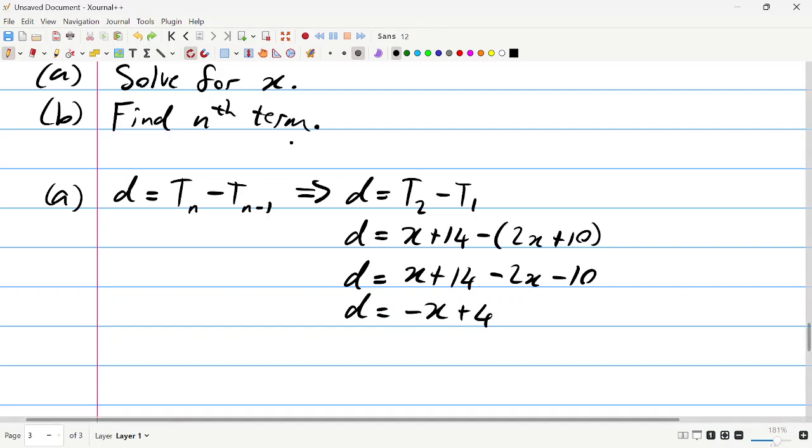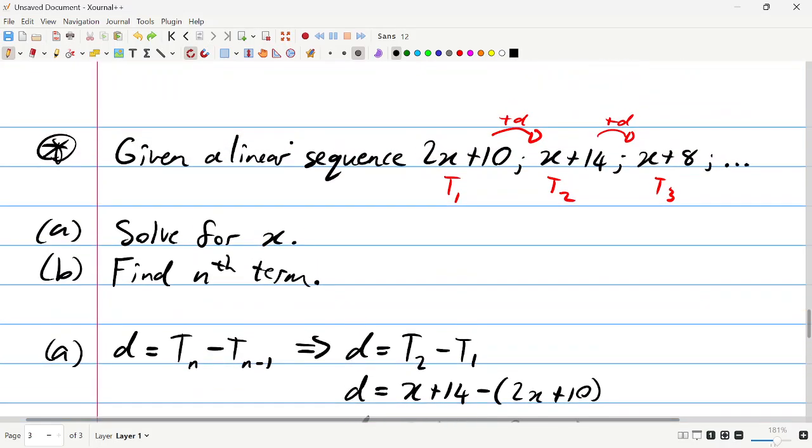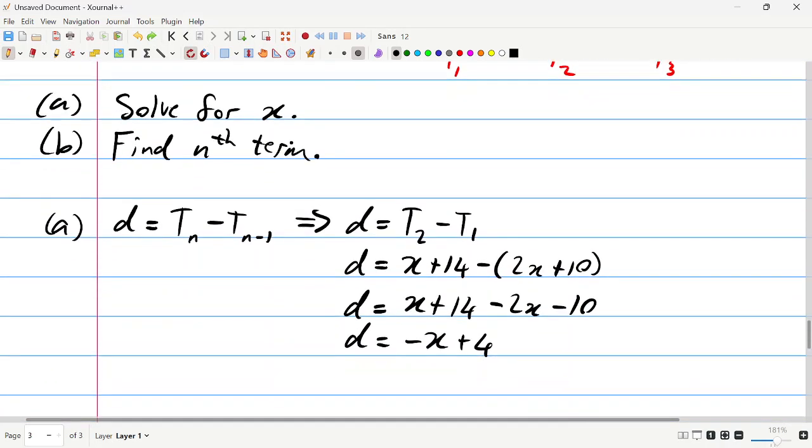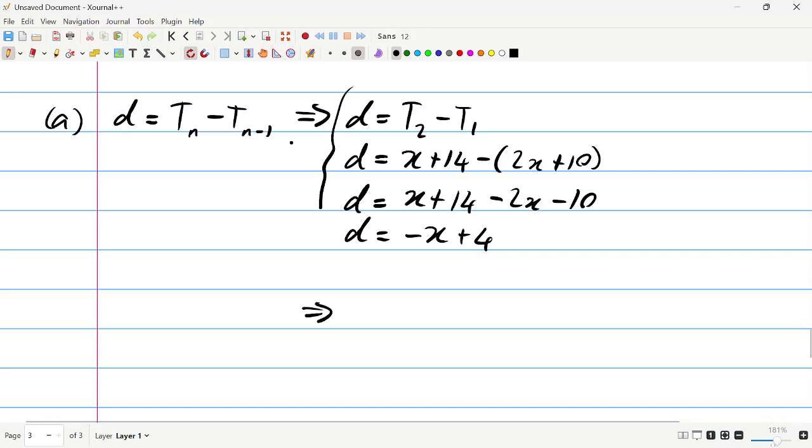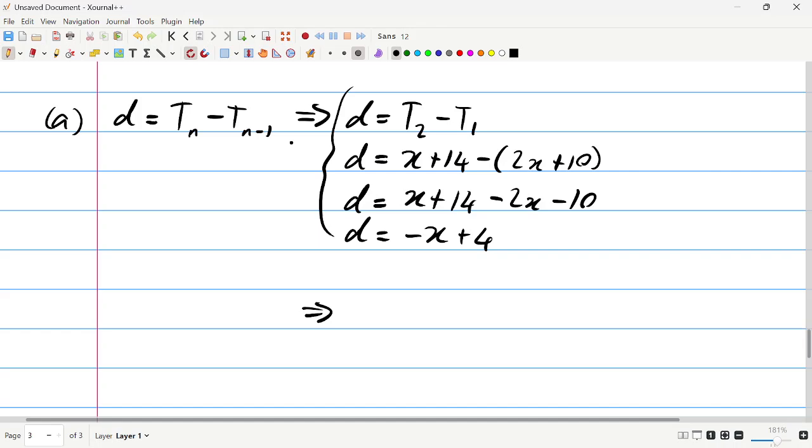The way that we know how to solve for x is the fact that we know the difference stays constant, meaning if we say t2 minus t1, we know what that is, then t3 minus t2 is going to be the exact same, because they both have the same difference. T3 minus T2 is equal to D, and T2 minus T1 is also equal to D. So from that, we can say that D is also equal to term 3 minus term 2.